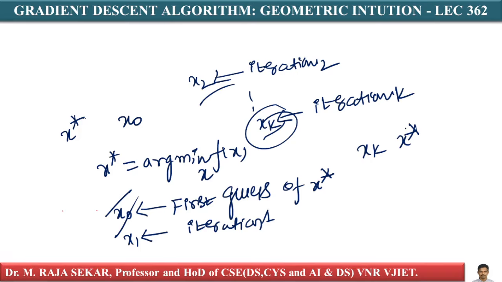The objective in this iterative algorithm is, as your iteration number increases, you have to move closer and closer to x star, the optimal solution. Now let's see how it works. Let's understand gradient descent geometrically first. Let's take a simple example.